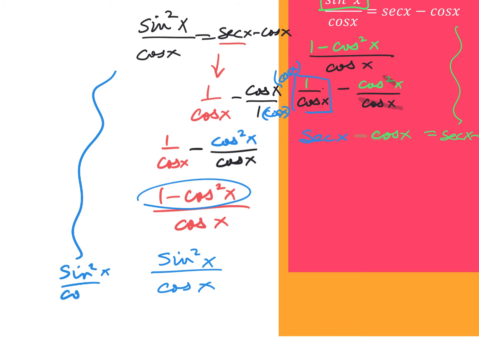So this one could have gone either way. You just choose one and then you make it look like the other side. Again, always pick the more complicated side. So this one, either one would have been fine to pick.